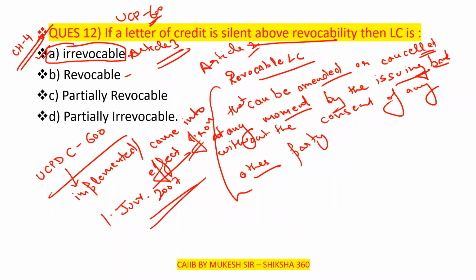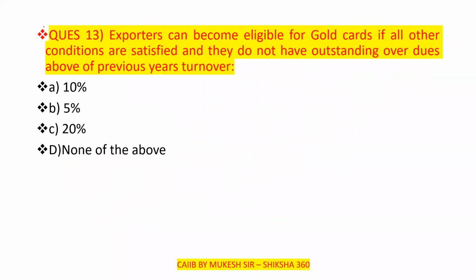So now move to the next one. Question number 13. Exporters can become eligible for gold cards if all other conditions are satisfied and they do not have outstanding overdues above a certain percentage of the previous year's turnover. So what is that limit?